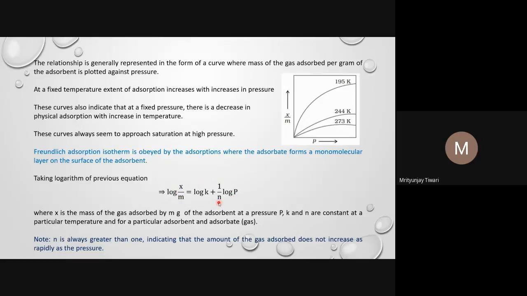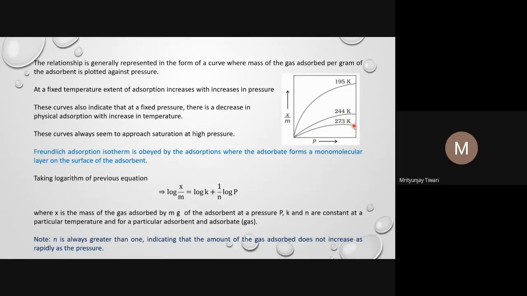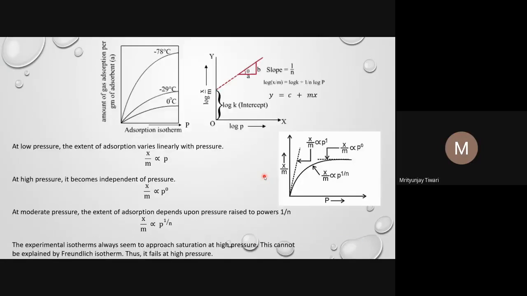But what we see experimentally, we do not get a straight line, and this is because, particularly at higher pressures, this equation fails to describe the behavior of adsorption. That is the limitation of the Freundlich adsorption isotherm. The isotherm means that this x by m, the extent of adsorption, when it is plotted against p at a constant temperature, is called an isotherm.